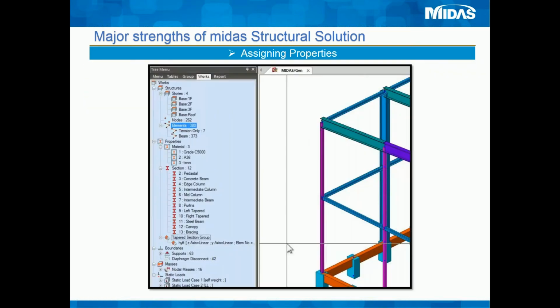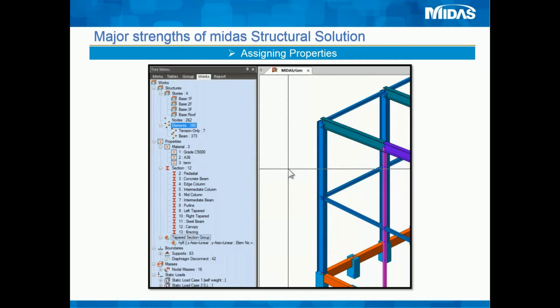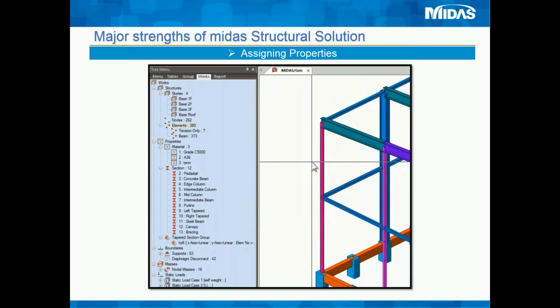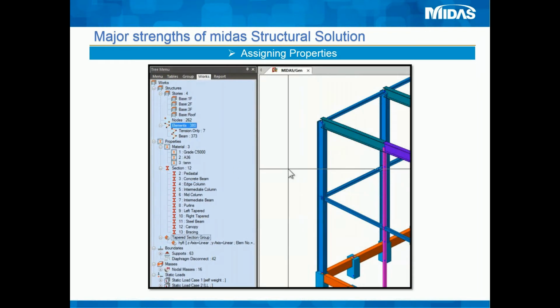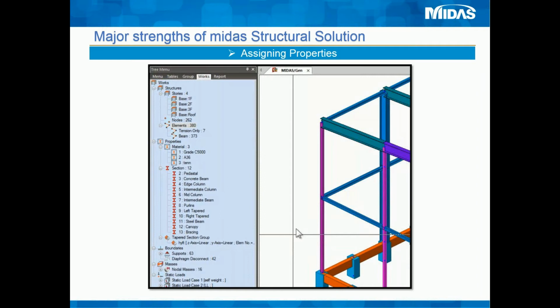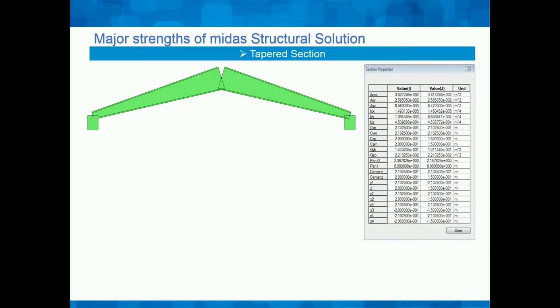Next, assigning properties in MIDAS Gen is very easy. All you need to do is select the elements, drag the property and drop it. That's all, and the property has been assigned. When it comes to tapered sections like this one here, we can calculate section properties at the ends. We may also be able to apply offsets and flush the top face.